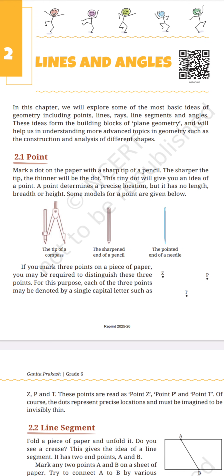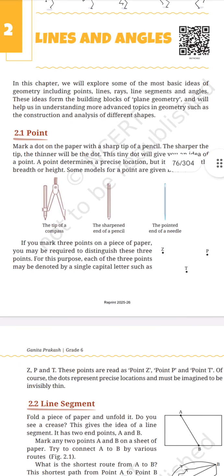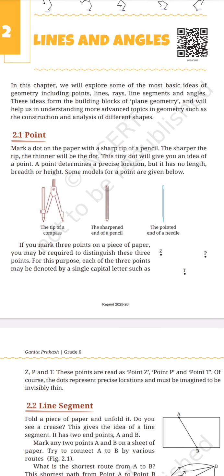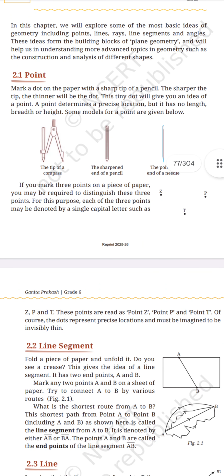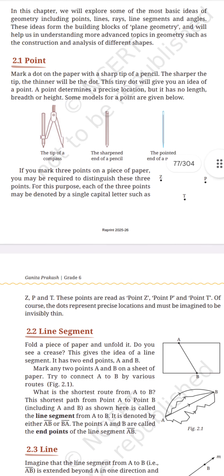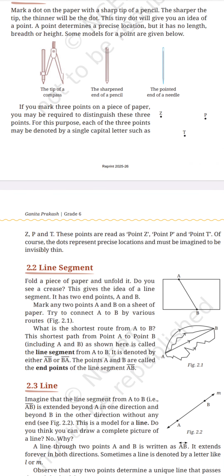all these are points. Okay, so if you mark 3 points on a piece of paper, you may be required to distinguish these three. For this purpose, each of the three may be denoted by a single capital letter, as Z, T, P. So these points are read as point Z, point P, point T. Of course, the dot represents a precise location and must be imagined to be invisibly thin.